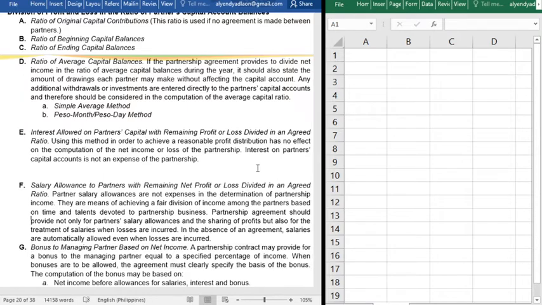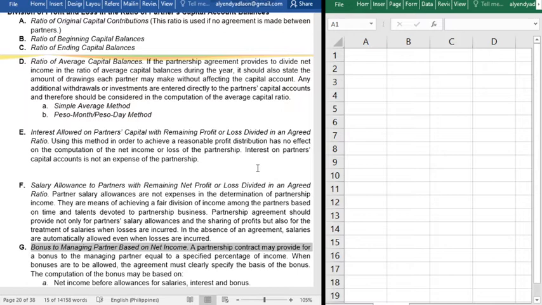Why? It's because, class, the bonus is based on profit. The interest is based on capital. So whether there is gain or loss, we can always compute the interest. Salary is specified, say for example, 10,000 a month, 100,000 a year. That is specified, so it is not based on whether there is profit or loss. Unlike the bonus, class, the bonus is based on the net income. We are going to provide a percentage of the net income for the bonus to the managing partner. So if there is no net income, we cannot provide any bonus.